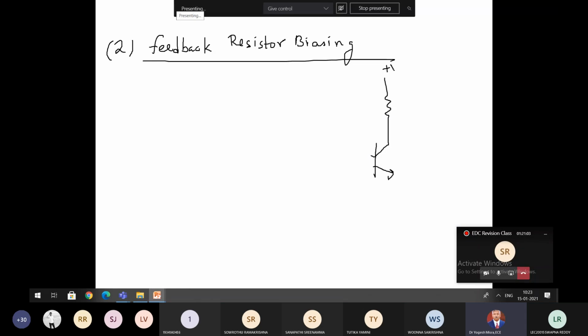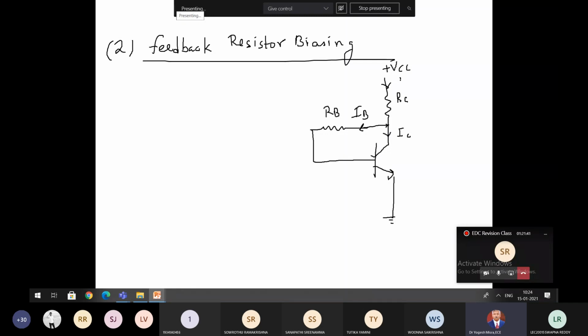Here is the battery VCC. This is the RC resistor. Now what will be done from here? One feedback resistor is taken and connected to the base, and this resistor we call RB, right? So on this side the current is IB. Here the current is IC.